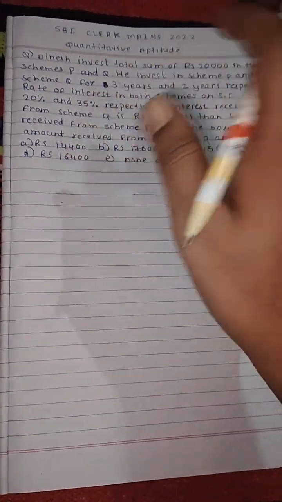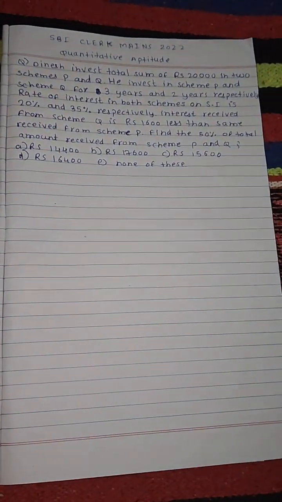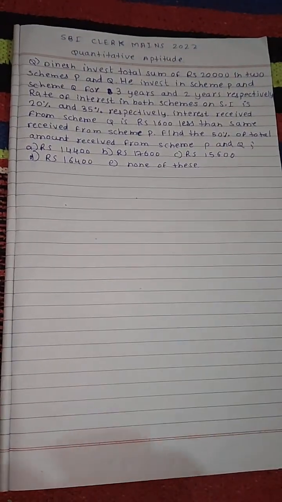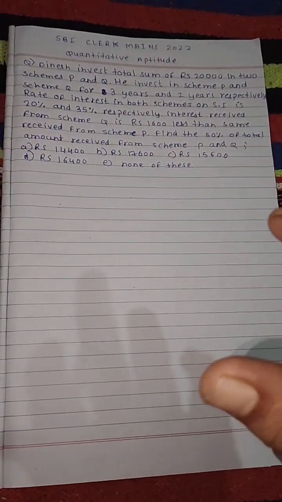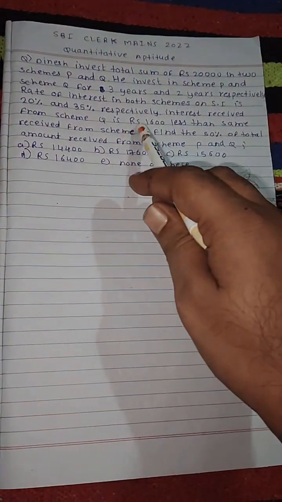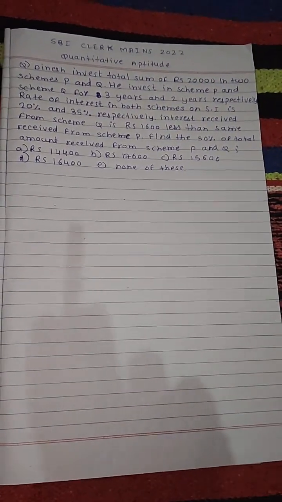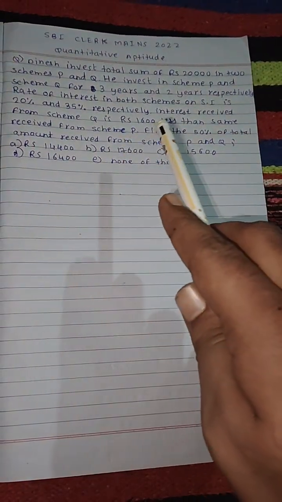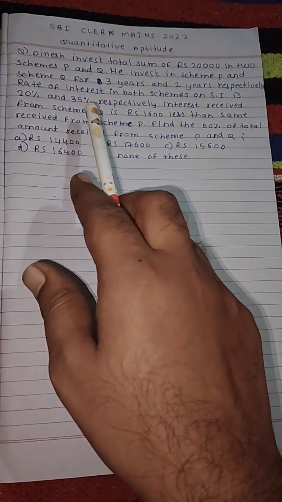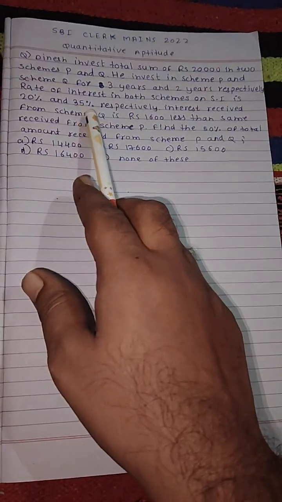Hi guys, today we are going to solve the question which was asked in SBI Clerk 2022. In the question, they have given: Dinesh invests a total sum of 20,000 in two schemes, P and Q, for 3 years and 2 years. In scheme P he invested for 3 years and in scheme Q for 2 years, and the rate of simple interest is 20% for P and 35% for Q.